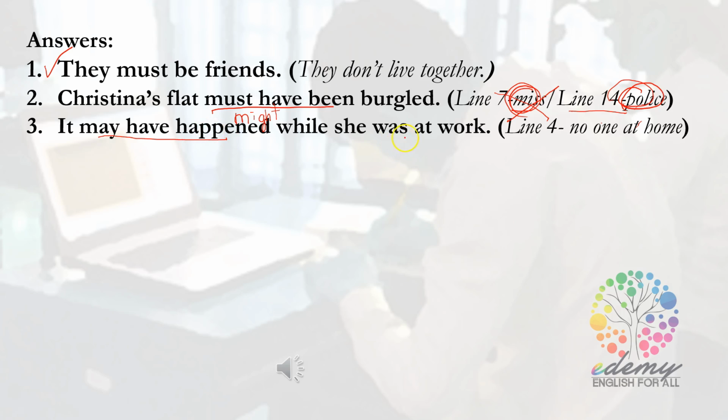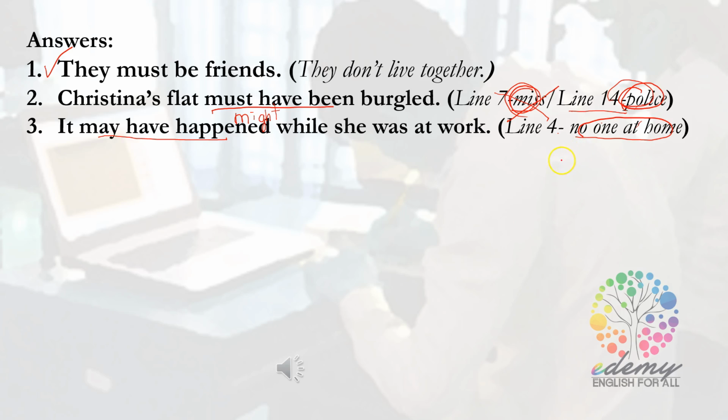I will give you the clue why we choose choice number 2, not choice number 1. You look at line 4. You see the clue. Line 4, Rachel mentioned that they must have known no one was at home. So, no one was at home is the clue. If no one was at home, it means that probably Christina is at work. So choice number 2 should be the right answer.